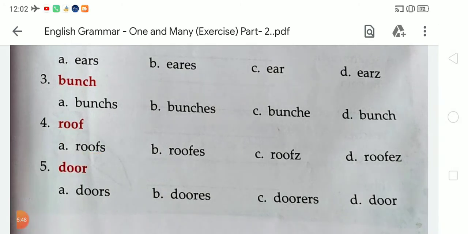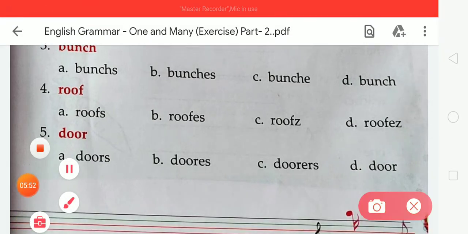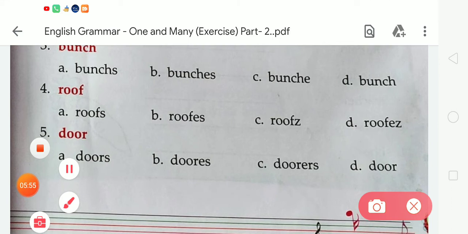Now the next, number 5. In number 5 there is the word door. Student, how do we change this given word door into plural? We have to add S at the last of this word. So it will be doors. In plural form it will be doors.